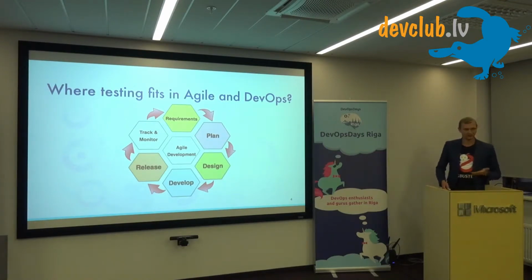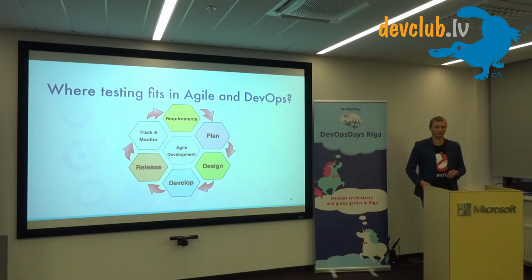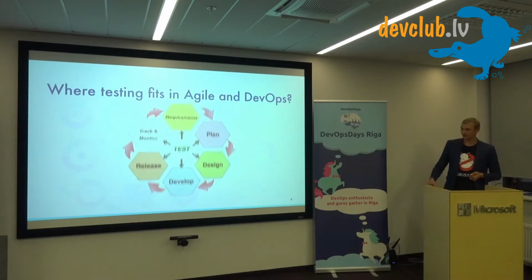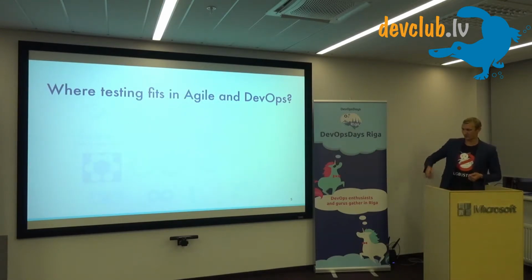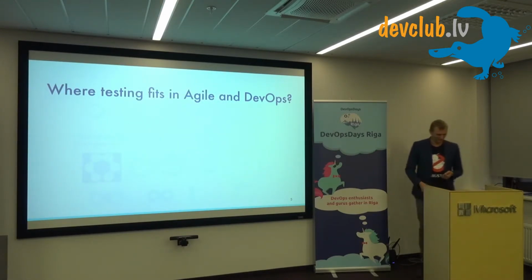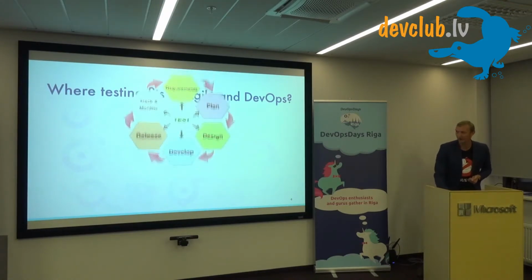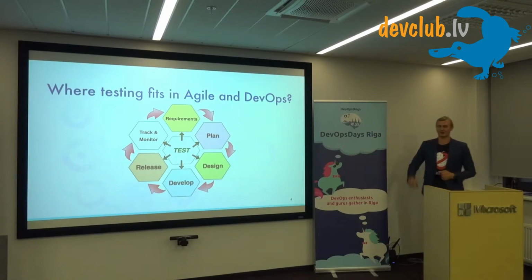And basically, as ISTQB says, which is the software testers' manifest, testing occurs at every part. So we can test every part of our Agile lifecycle model, and I will go further.